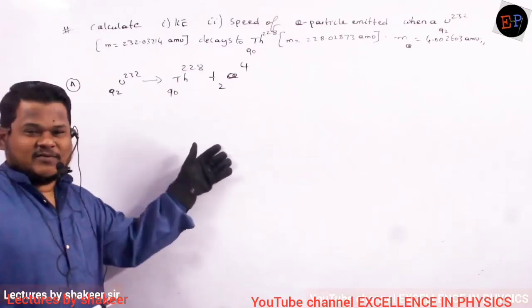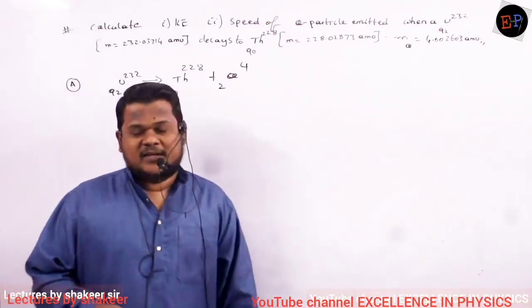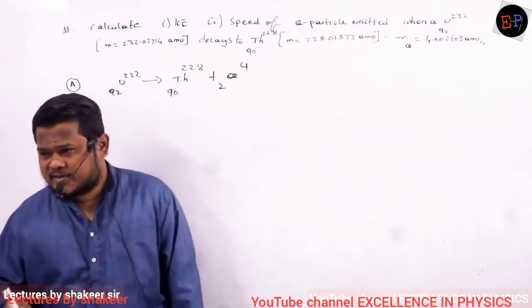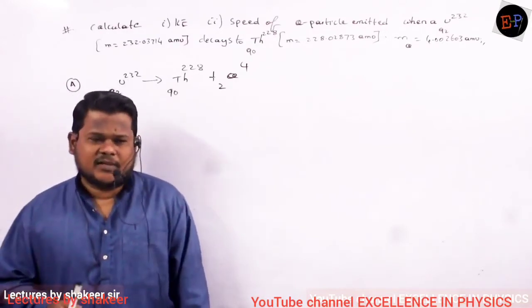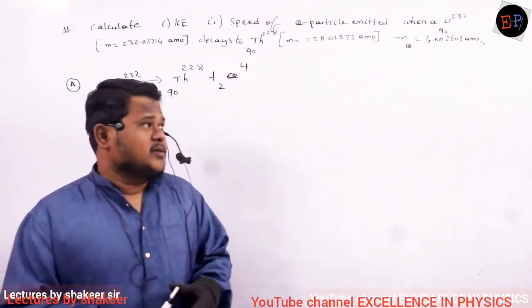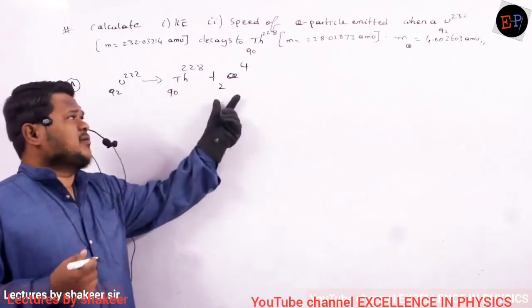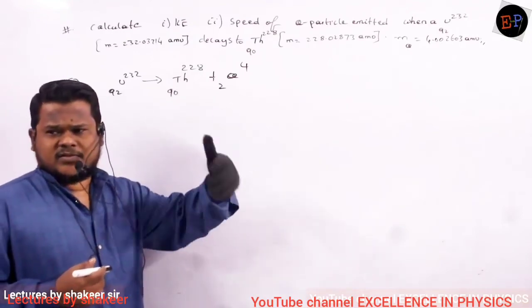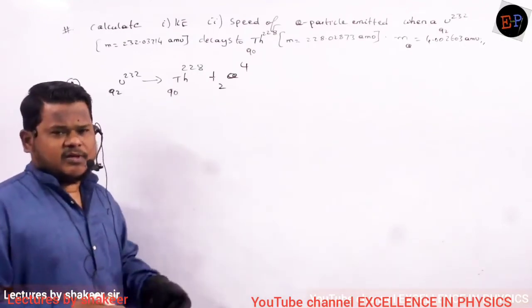Radioactivity nobody can force. Already we have studied Rutherford's law of radioactivity. Radioactivity never depends upon temperature, pressure or any other external factor. It should happen by itself. Is it clear? So energy would have been obtained by the alpha particle only because some mass should have been converted into energy. That is the only option which we have.